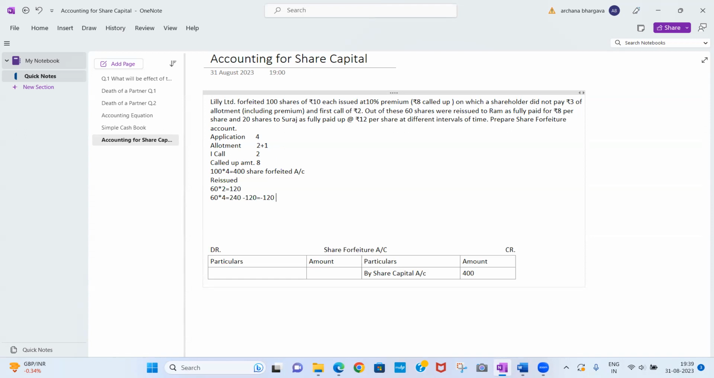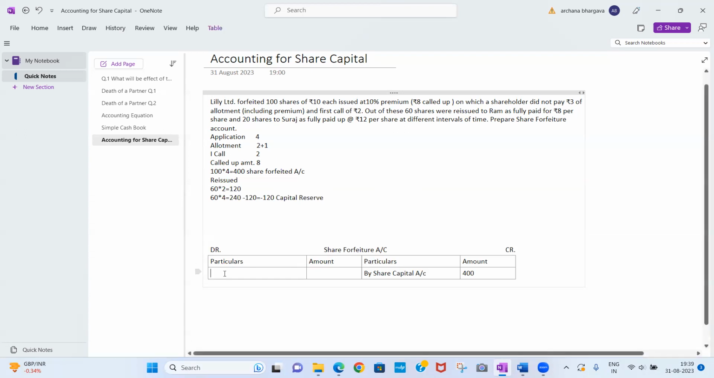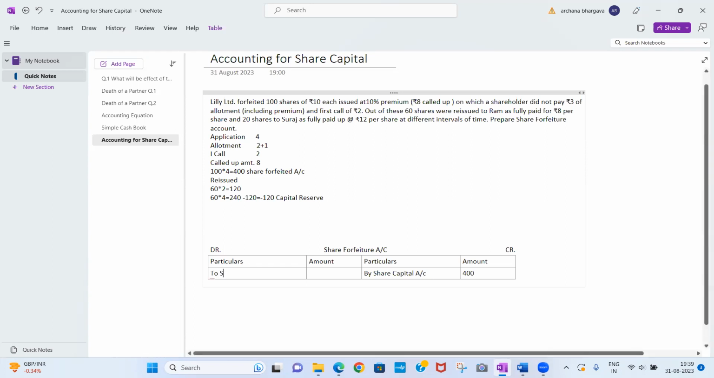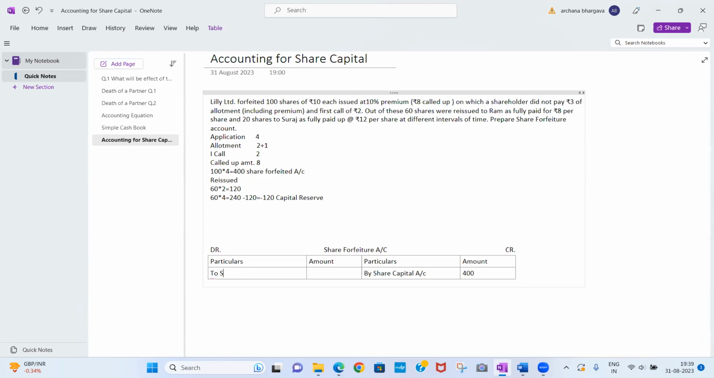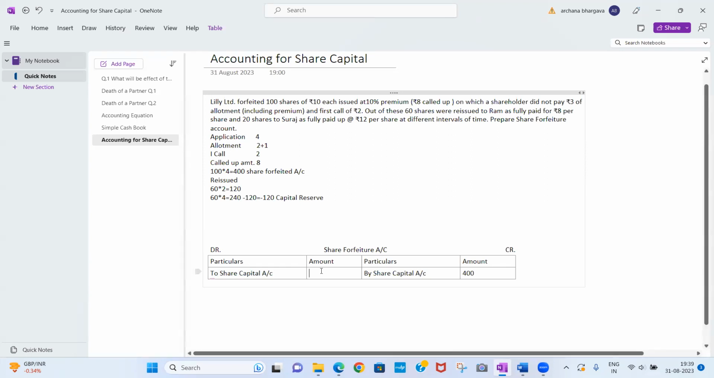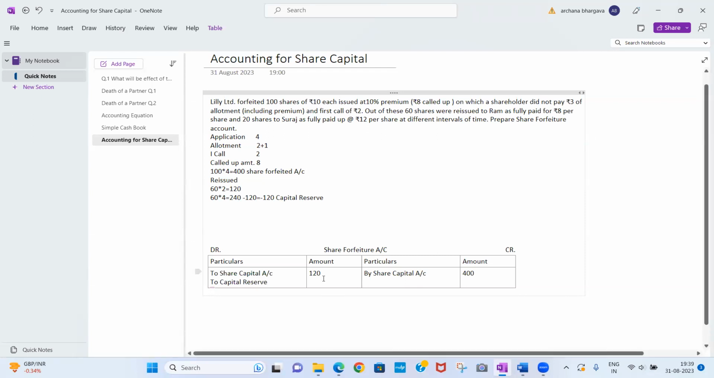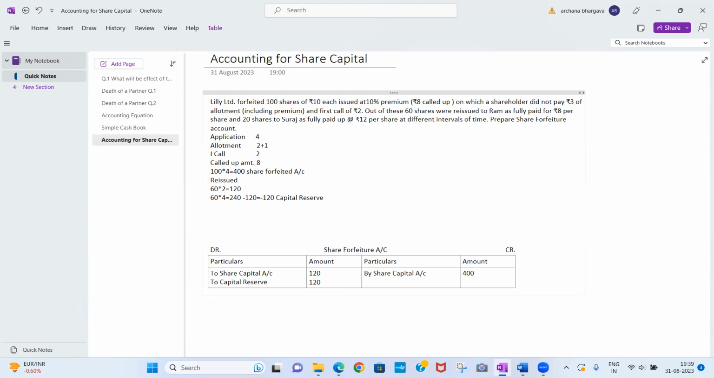So balance is left, that is 120, which will be transferred to where? Yes, capital reserve. So we get 2 points of posting in the ledger of share forfeiture. First, 120 rupees are used for what? For reissue. So share capital account, and the amount is 120 rupees. Now the next is to capital reserve, and the amount is again 120. That is also transferred to capital reserve.